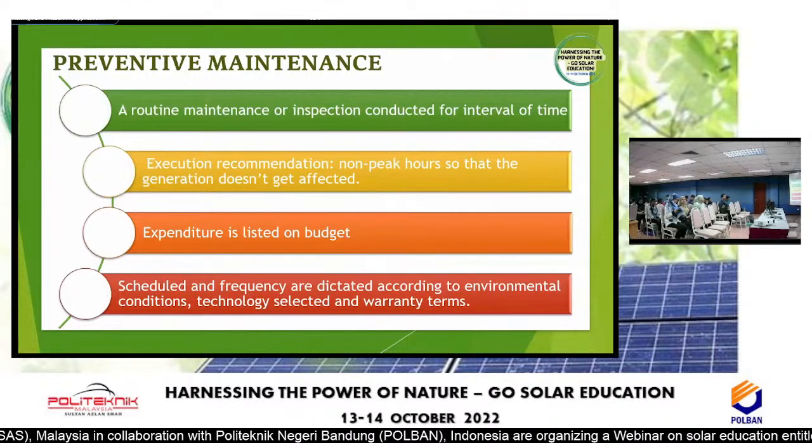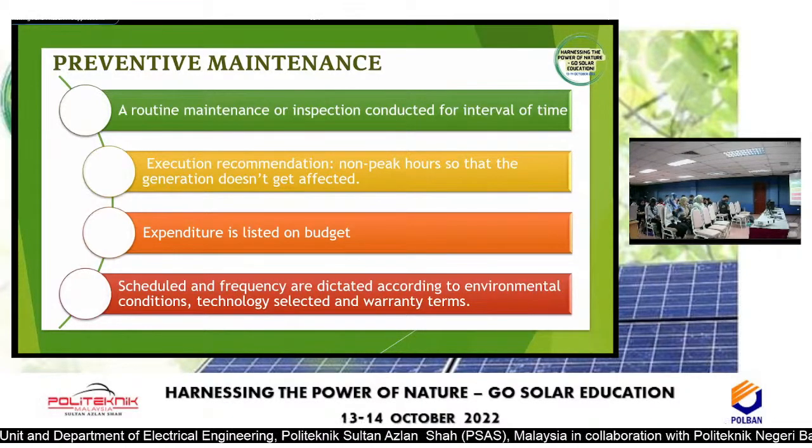Next, when we are looking at the expenditure, since this is the maintenance that we already planned, usually the expenditure will be listed in the budget. So we have no problem costing everything. Another one, this preventive maintenance is usually affected by a few conditions, for example, the environmental condition, technology selected, and the warranty terms.